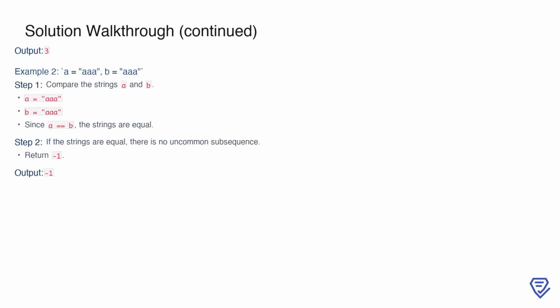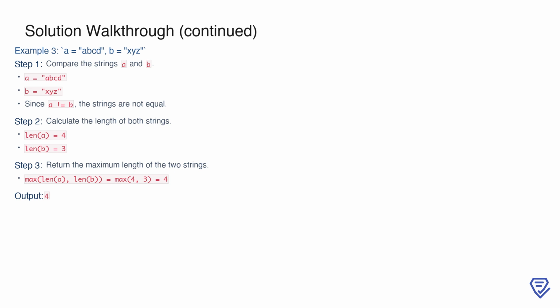Now, consider the second example, where both strings A and B are AAA. Here, the strings are equal, which implies there is no subsequence that is unique to either string. In this scenario, since no uncommon subsequence exists, we directly return -1. The output for this example is -1. This demonstrates an important edge case where the strings are identical, and the result is always -1 because no subsequence can qualify as uncommon.